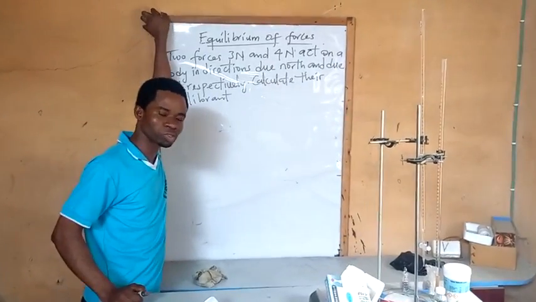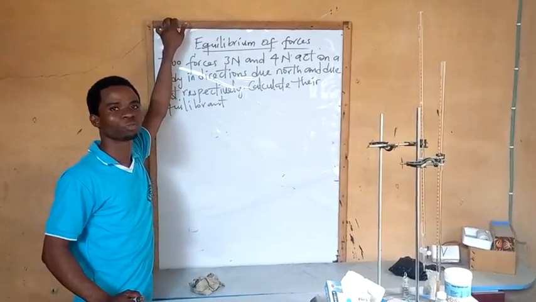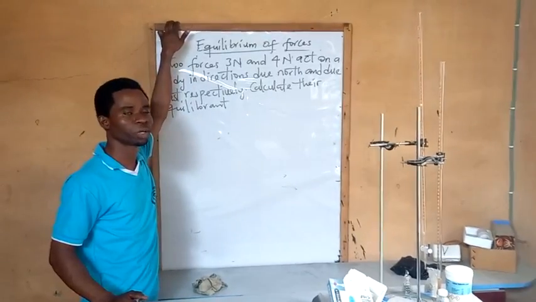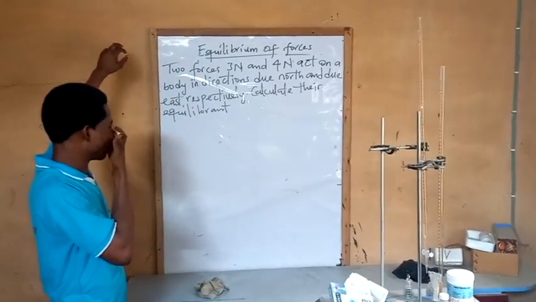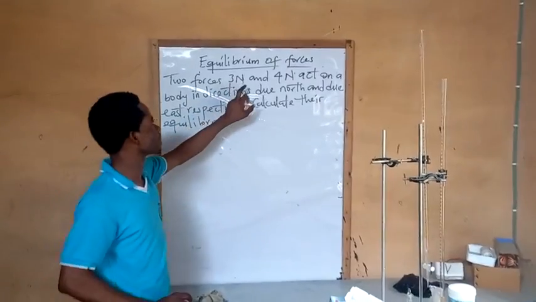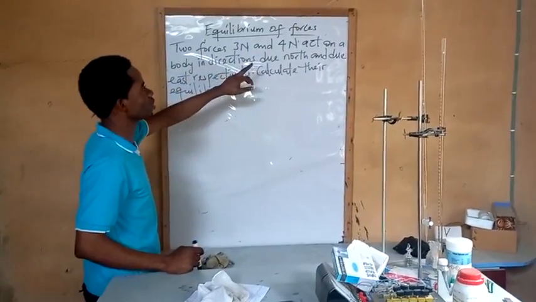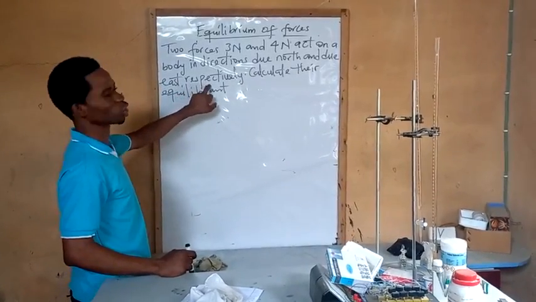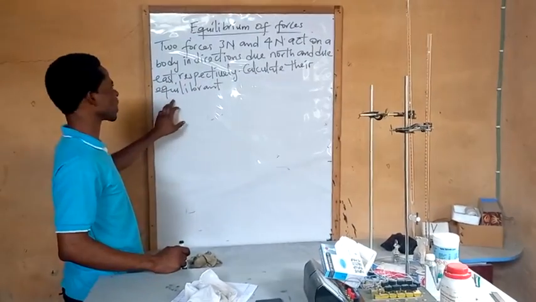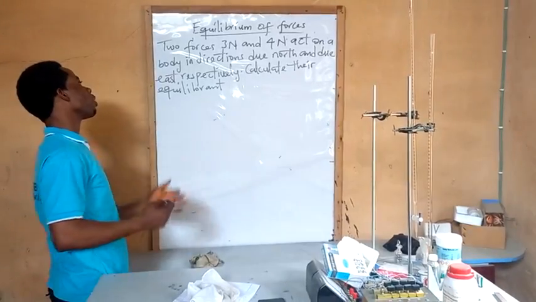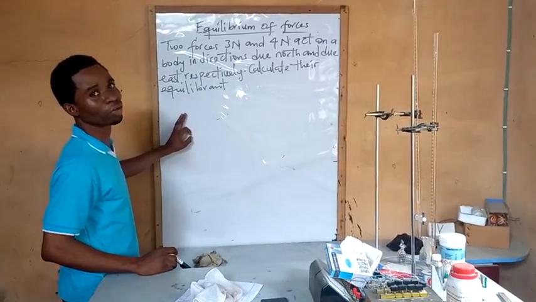I would like to use these questions to explain the concept of resultant and equilibrant. Now, two forces, 3 Newton and 4 Newton, act on a body in direction due north and due east, respectively. Calculate their equilibrant. But before we can calculate equilibrant, we have to get the resultant first.